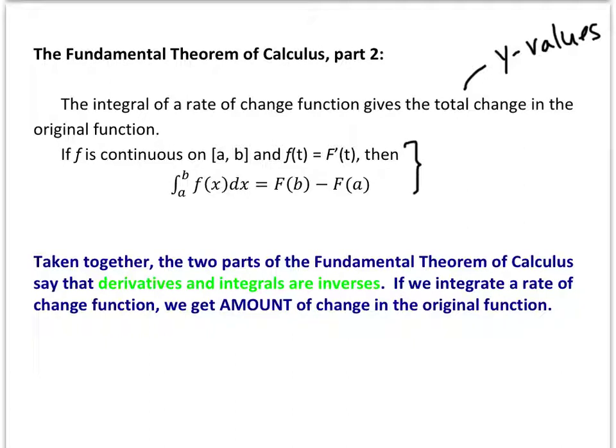If lowercase f is continuous on the interval [a, b], and lowercase f is the derivative of capital F, then the integral from a to b of little f equals the change in the original function, F of b minus F of a. We already knew this, that the derivatives and integrals are inverses. They undo each other. This is the bit that's new, at least in terms of an application problem. If we integrate a rate of change function, we get the amount of change in the original function, or the change in y values, how much y increased or decreased in the original function.